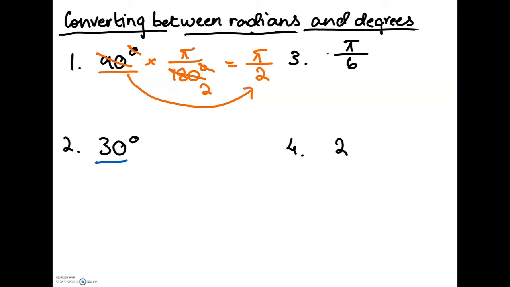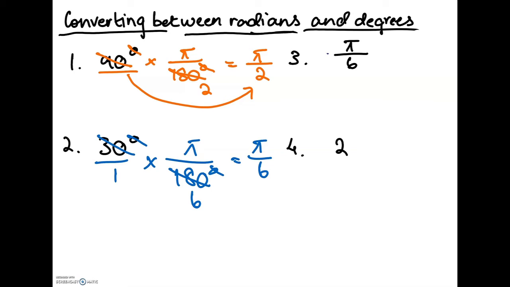Same thing goes for 30 degrees. So 30 degrees has the degree symbol at the top, so in the numerator. Now you're going to multiply this with the degrees at the bottom so that they can cancel out. Then when you cancel out the 30 and the 180, you get 6 over here, so your final answer will be pi over 6.